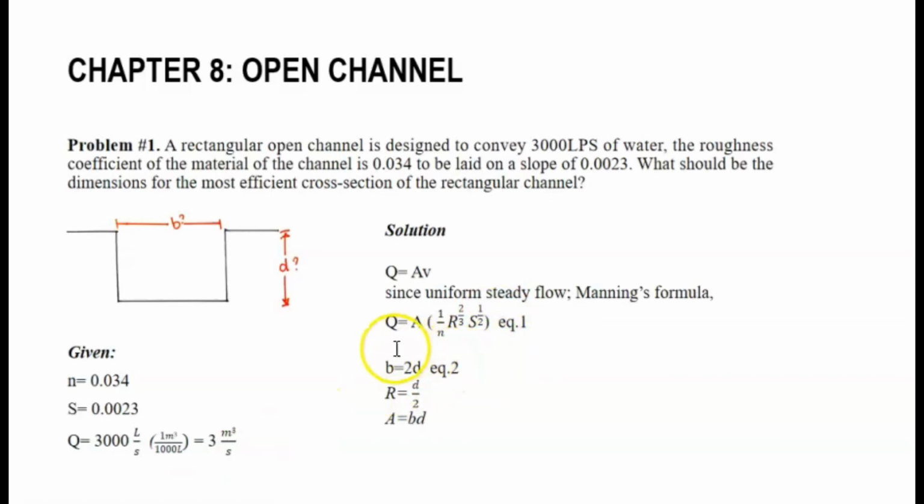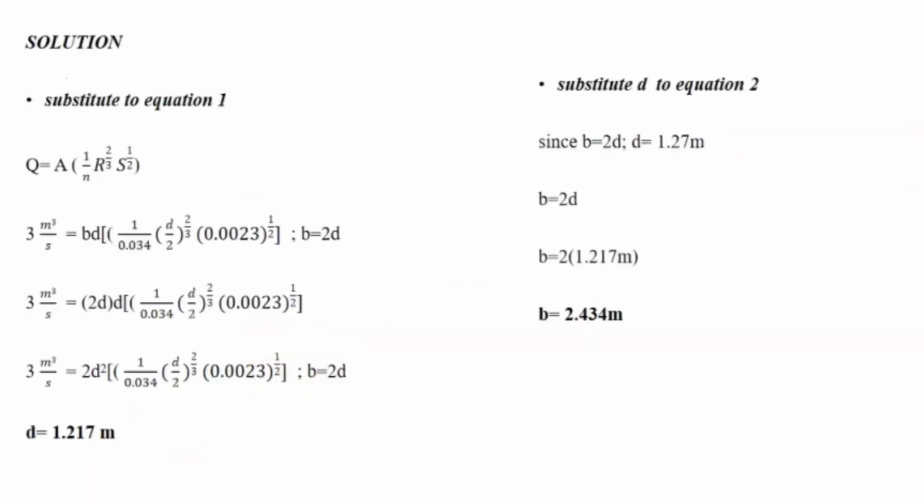Since we have a rectangular channel, the base will be equal to twice the depth of the channel, and our hydraulic radius will be equal to d all over 2. And for our area, we will have base times depth. So for our solution, we will have to substitute all the values to equation 1.